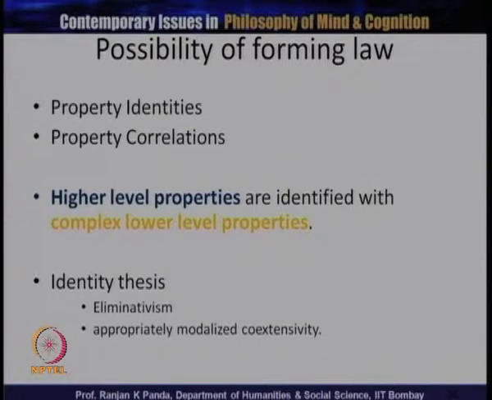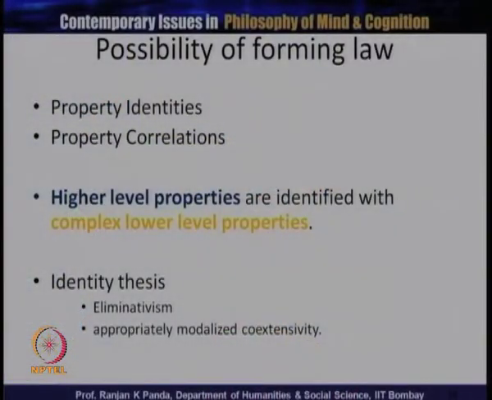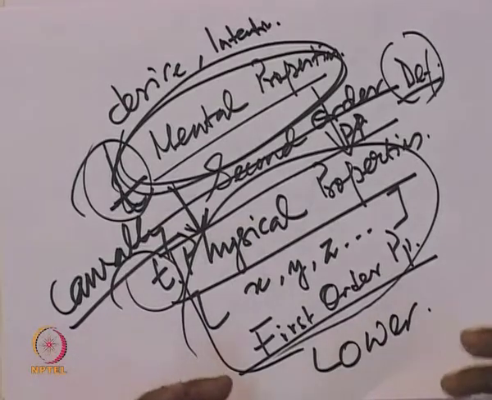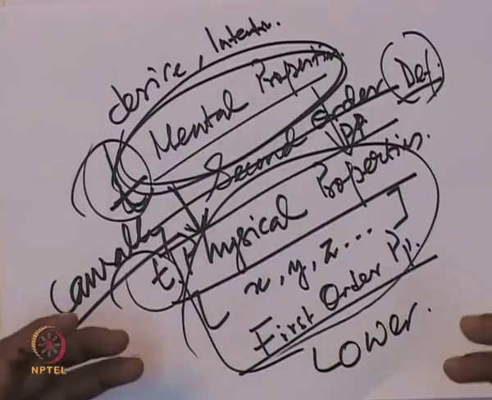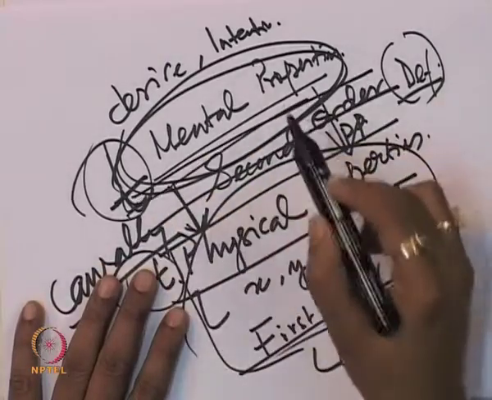So, identification and correlations are two important features to talk about the formation of a scientific law. Then we also need to see how these higher order mental properties are connected to the lower order, the complex properties. So, you have physical properties, and if you say that these first order physical properties are at the lower level, as Searle calls, part of the lattice structure, the micro level, then what is happening at a macro level?